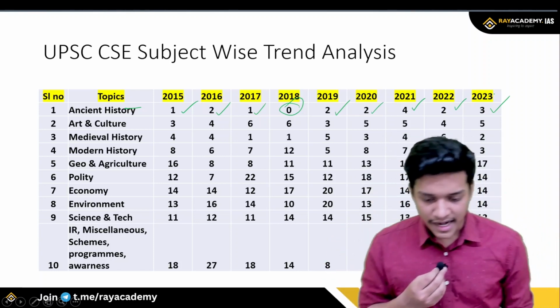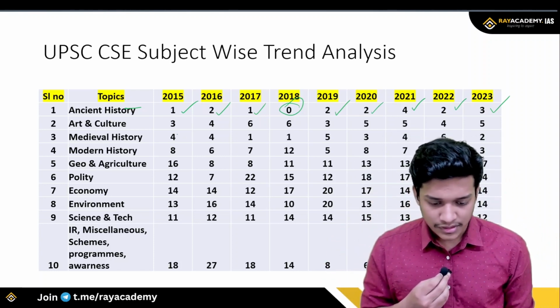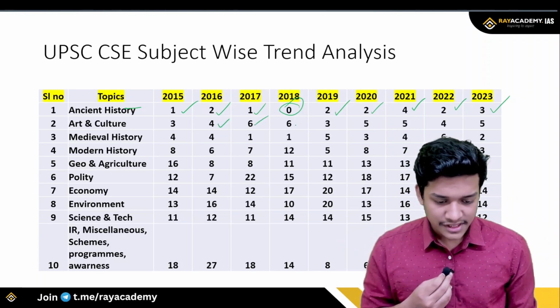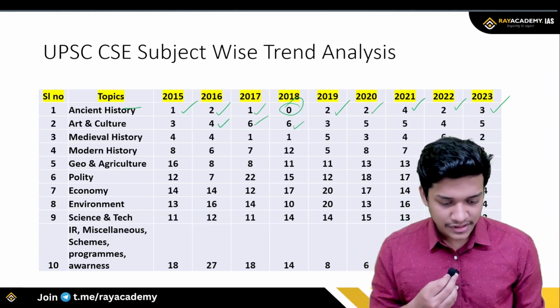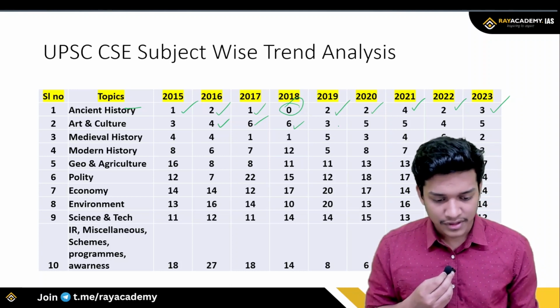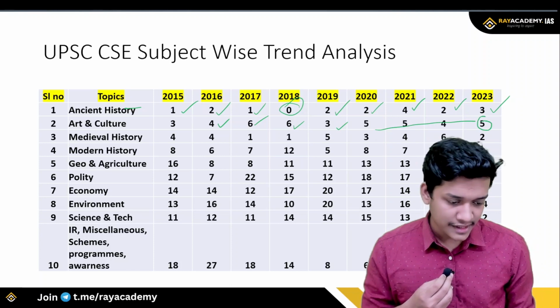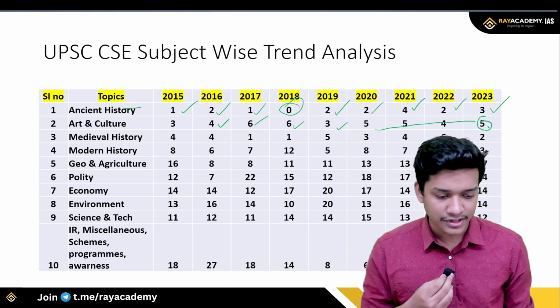In the same manner, art and culture, you can see three questions in 2015, four questions in 2016, in 2017 there were six, in 2018 there were six questions. Similarly, in 2019 there were three questions, and so on. And 2023, that is the latest one, there were five questions.